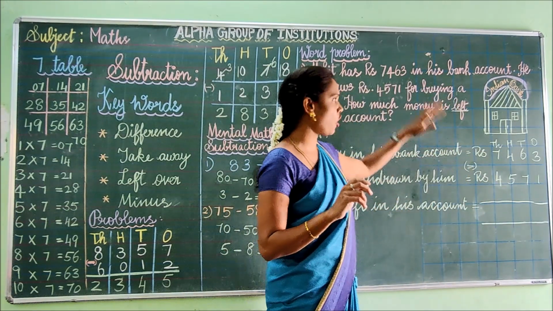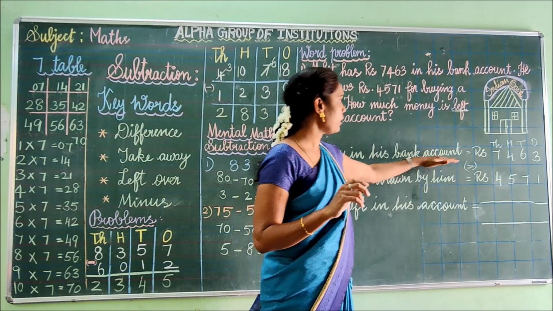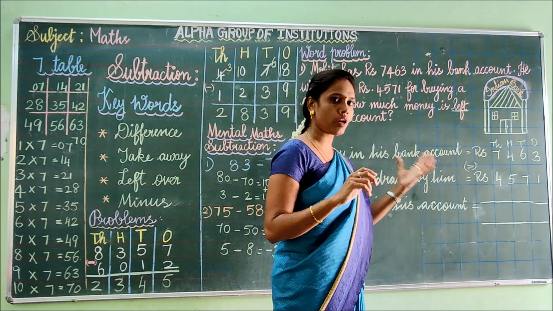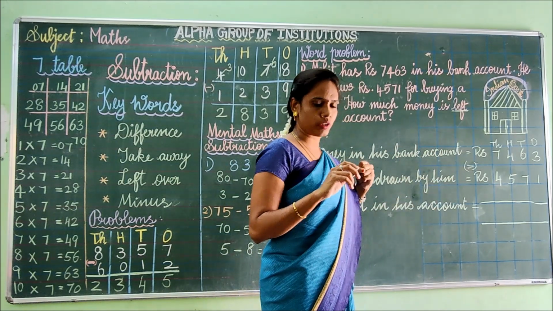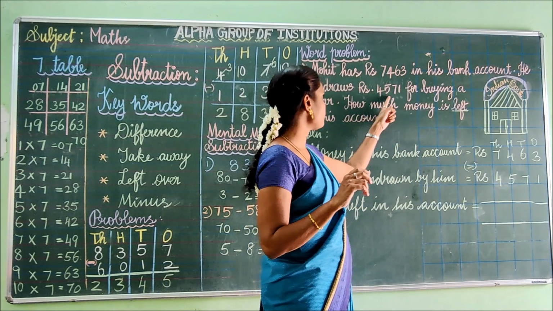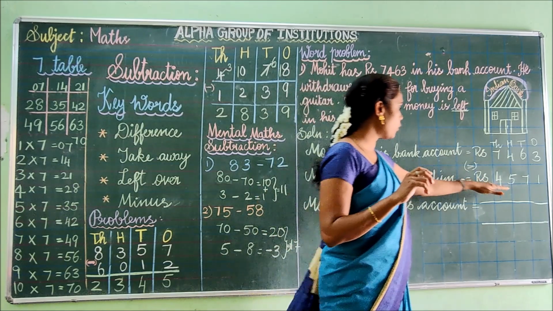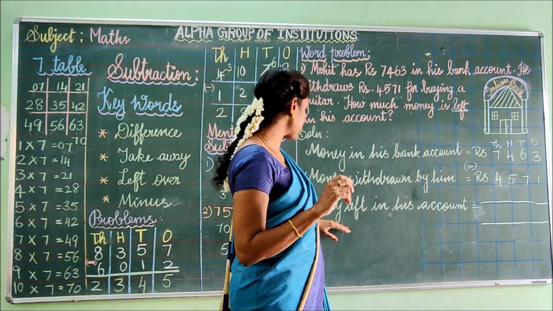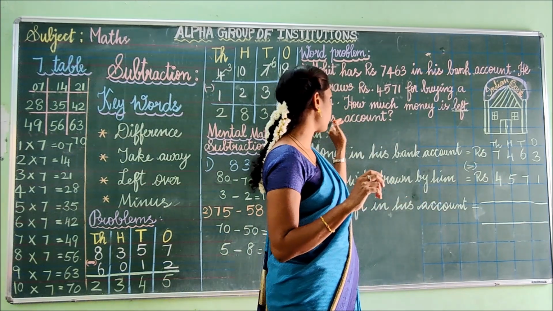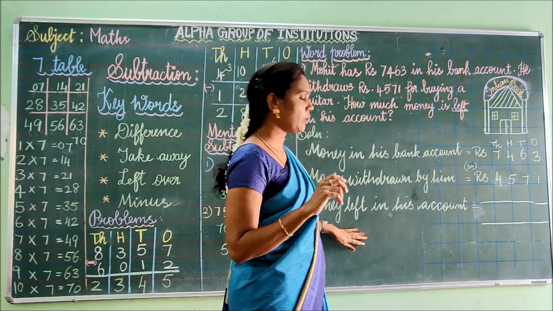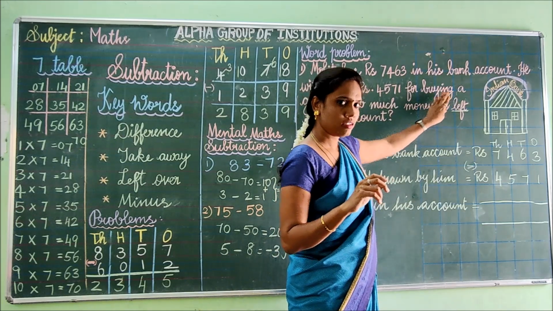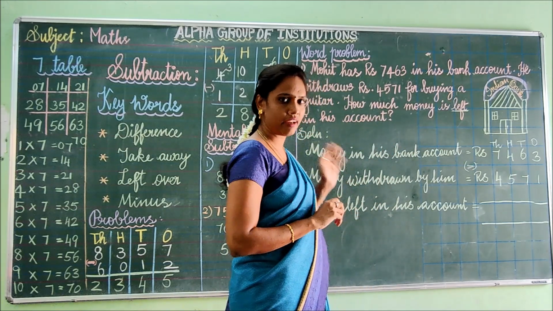Money in his bank account. How much money in his bank account totally? Rupees 7,463. Next, money withdrawn. Withdrawn means you have to take from the account. That is rupees 4,571. So both I have written here. Next, what is the final statement? Money left in his account. The same statement I have written here. Everything I have written is the same as what they have given in the question.